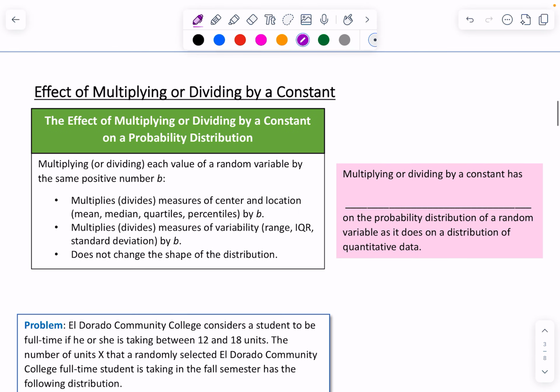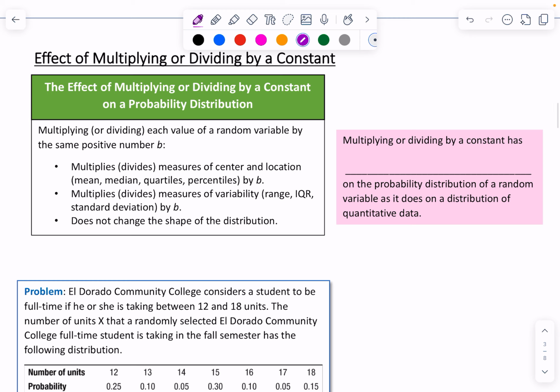Multiplication. Okay, now multiplication affects everything except for the shape, because shape, again, is never affected by anything. So multiplication is going to change your mean and median and all that good stuff. It's going to change your range and IQR and standard deviation. It is not going to change your shape. So multiplying and dividing by a constant has the same effect on the probability distribution of a random variable as it does on the distribution of quantitative data.